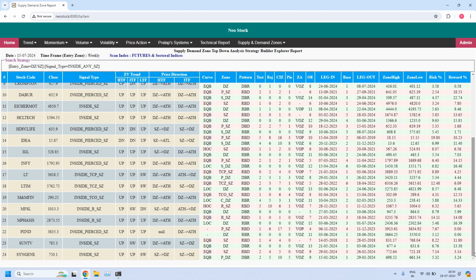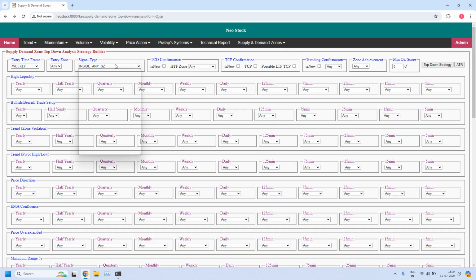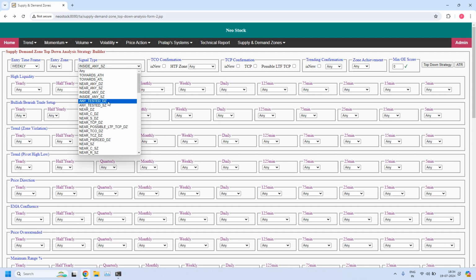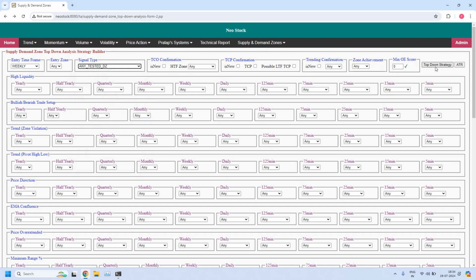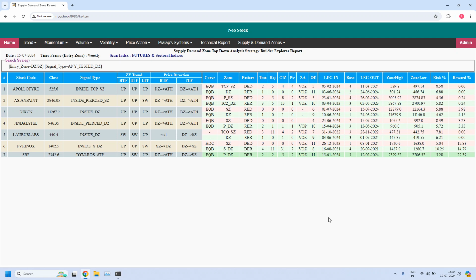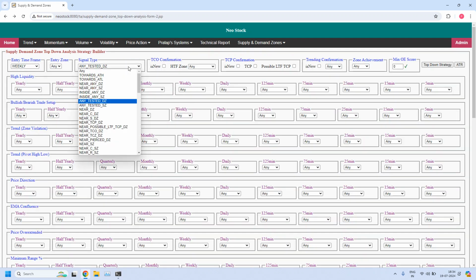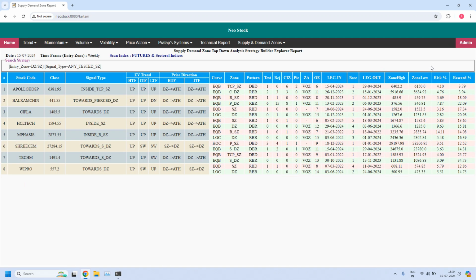Now let's identify the stocks having weekly zones tested during this week. For weekly time frame, let us identify tested weekly demand zones during this week. So these 7 stocks having demand zones are tested during this week. I'm going back. For weekly time frame, let us find the stocks having tested weekly supply zones. So these 8 stocks having supply zones tested during this week.